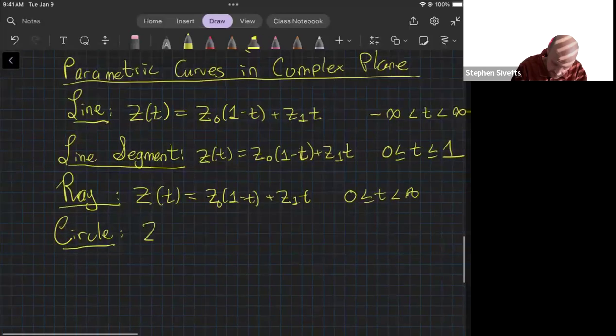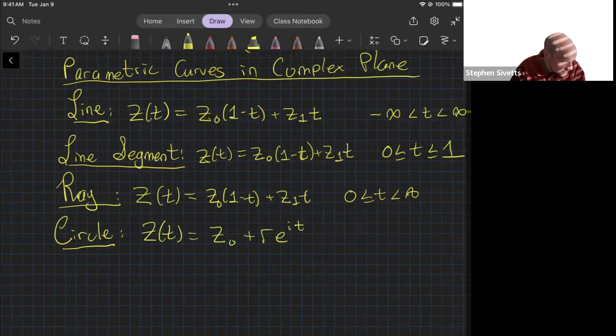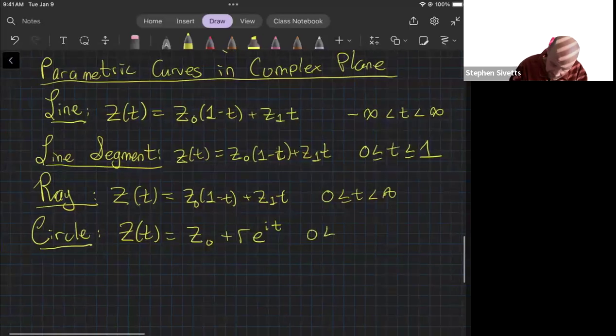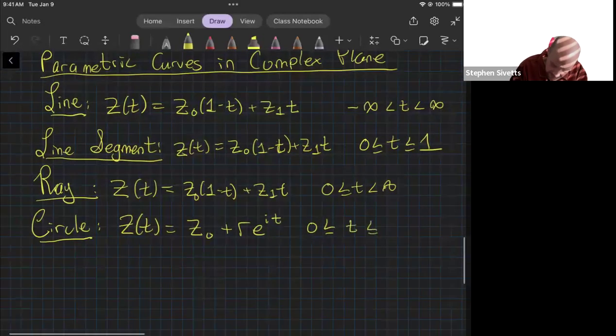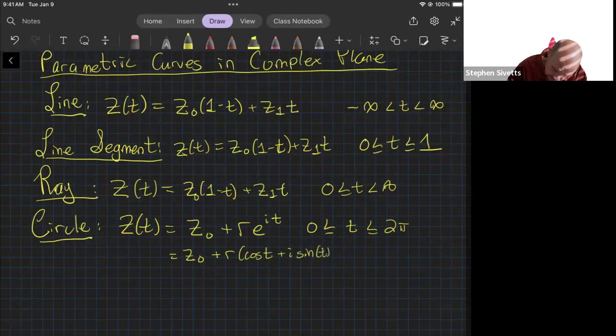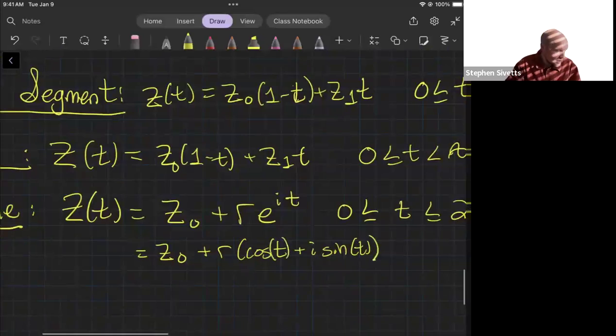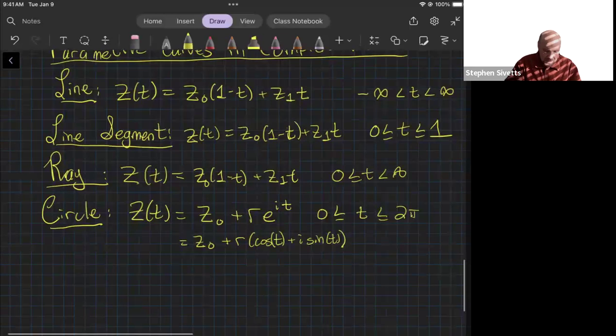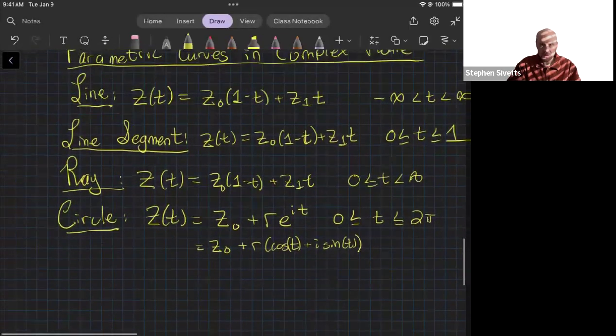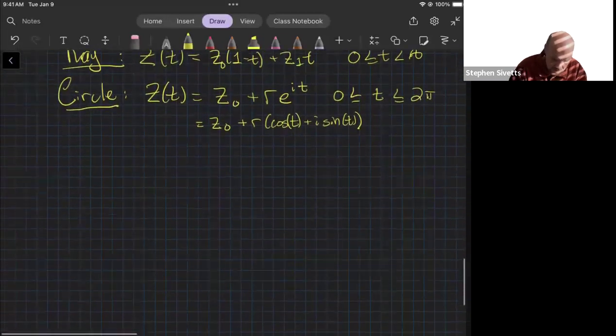And then the circle, right? This is the parametric curve for a circle. z of t is equal to z naught, that's the center, plus r times e to the i t, where t is in between 0 and 2 pi, right? You can also write this as z naught plus r times (cosine t plus i times sine t), right? Okay. So those are different parametric curves in the complex plane that you'll see here.